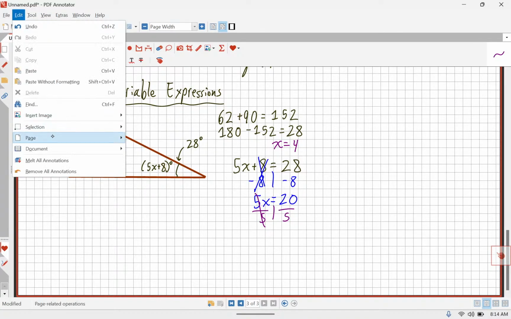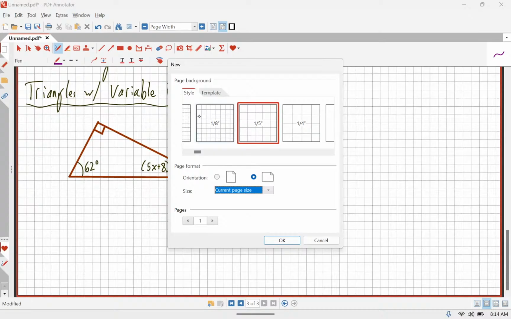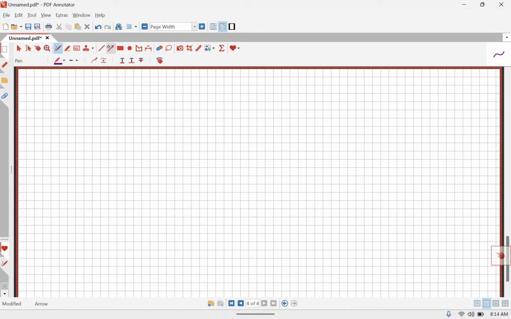Got a pencil? Okay, here we go. Let's draw this figure.